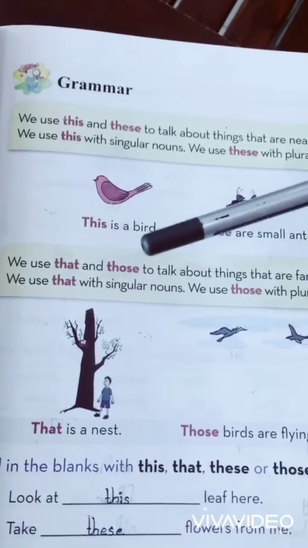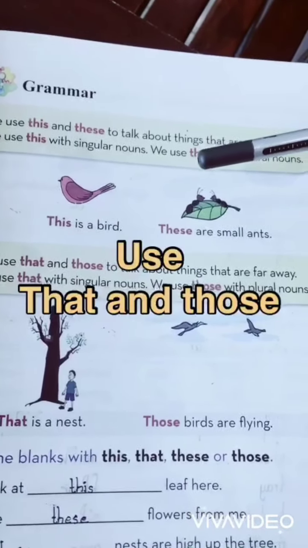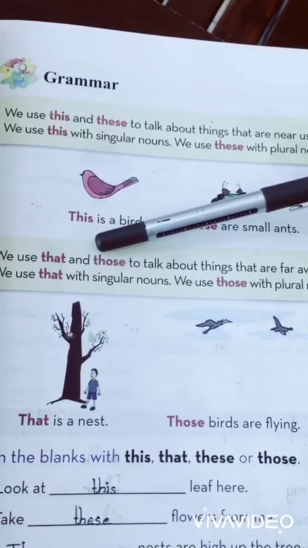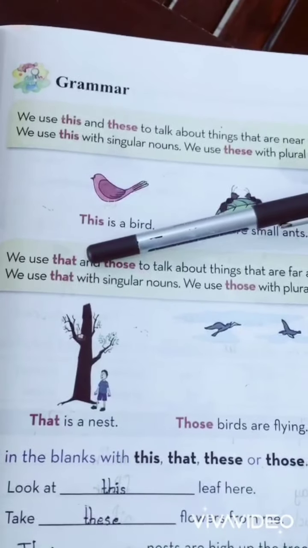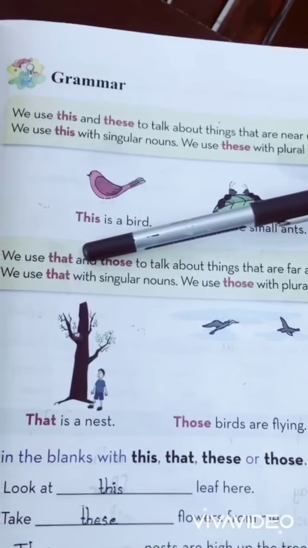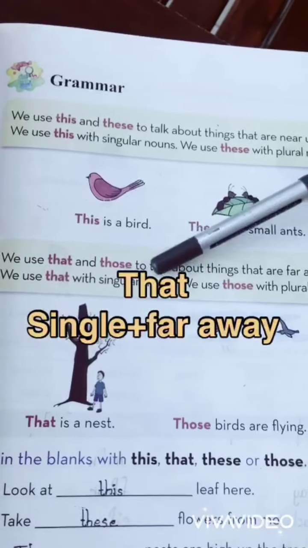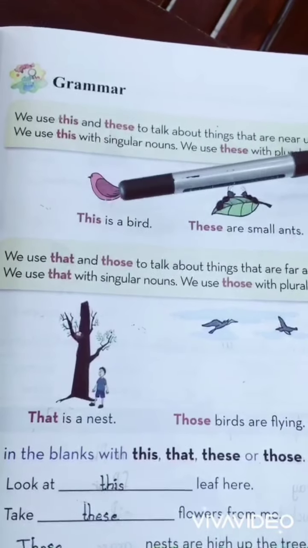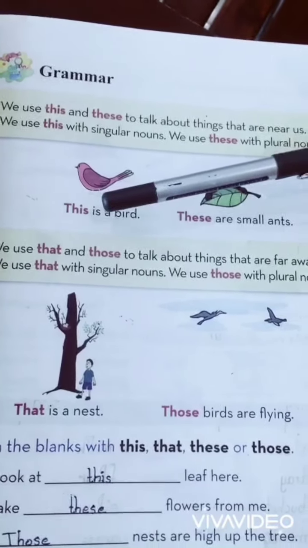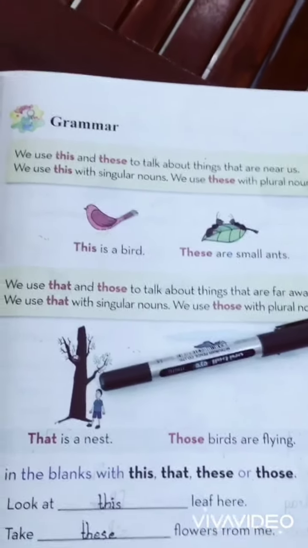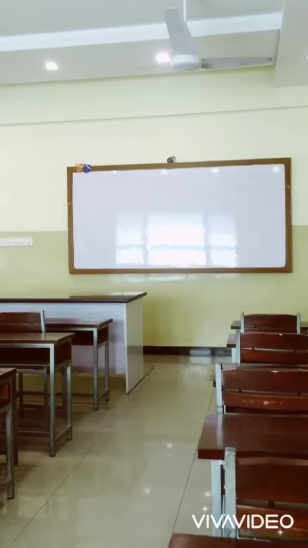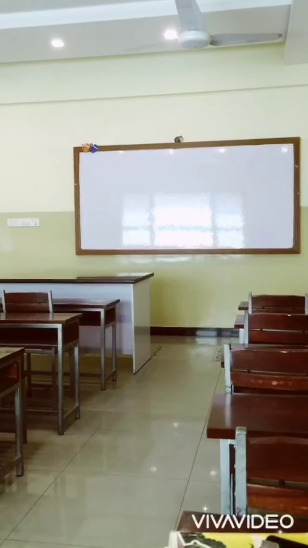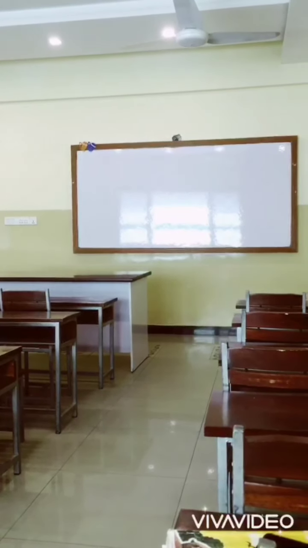So we use that and those to talk about things that are far away. So students, now we will learn about the use of the words that and those. That means we are talking about a single thing. Now, those means we are talking about more than one, but it means we are talking about those things which are far away. For example, that is a board. There is just a single board and that is far away from us. So we will say that is a board.